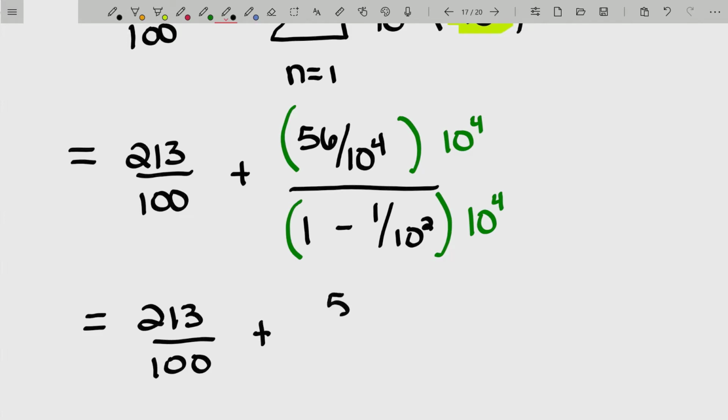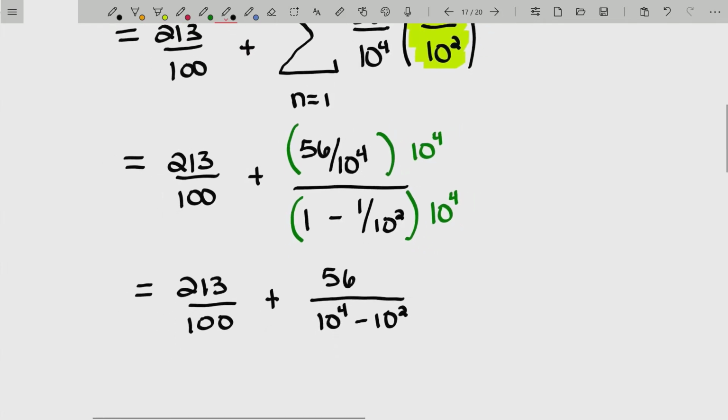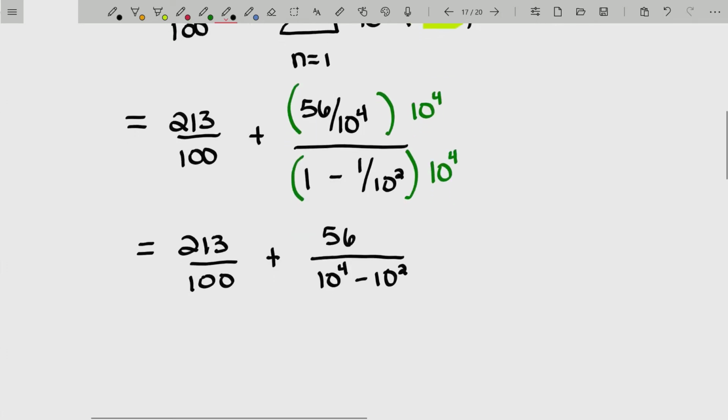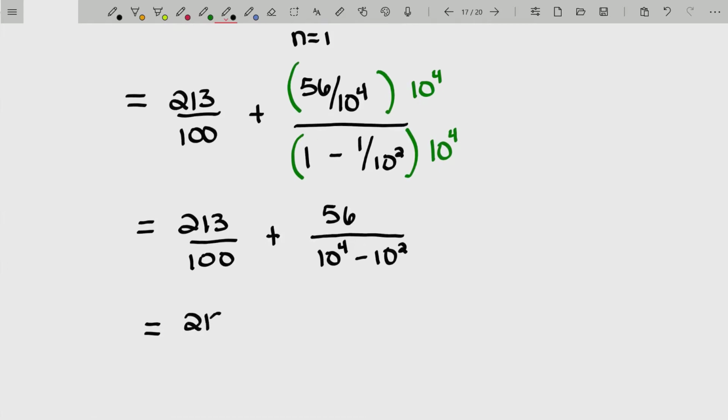213 over 100 plus 56 over 10 to the 4th minus 10 squared. And 10 to the 4th minus 10 squared, actually, I don't need to do that same trick I did last time. 10 to the 4th is 1 with 4 zeros behind it. That's 10,000 minus 100 is 9,900. So we have 213 over 100 plus 56 over 9,900.